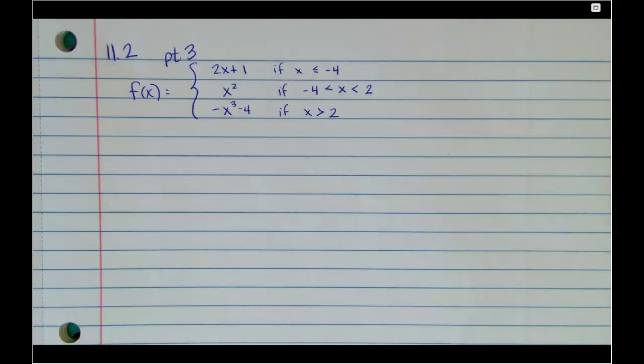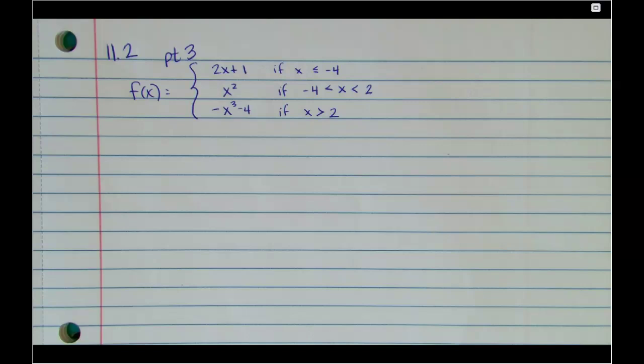And the stuff on the right is actually what we read first because it gives us the domain for each piece. So that linear function, 2x plus 1, is only the graph when the x's are less than or equal to -4. So in there it would be a straight line. Between -4 and 2, it would be like a parabola, U-shaped. And then greater than 2, it's going to be that x cubed shape, but down.